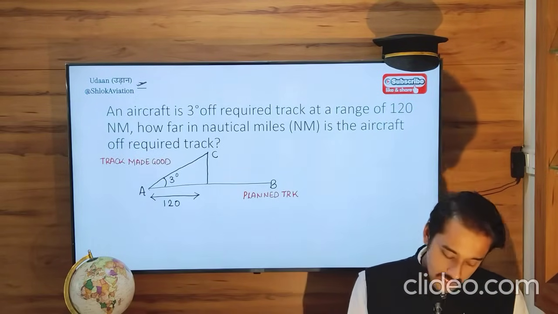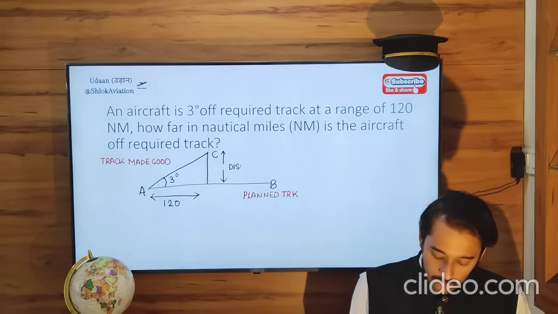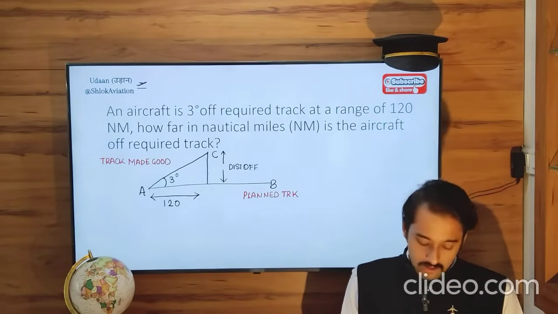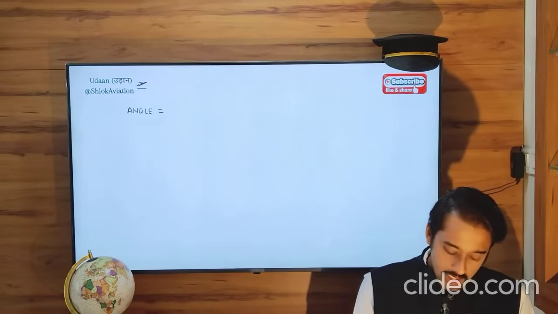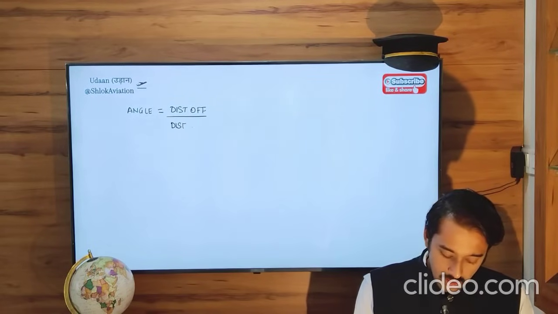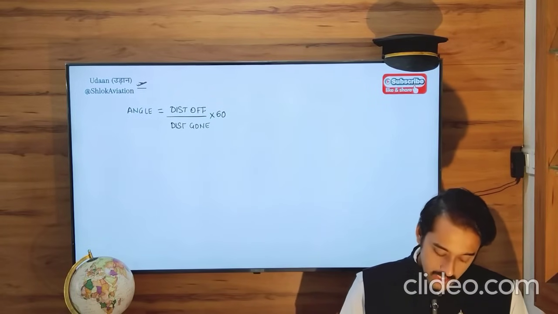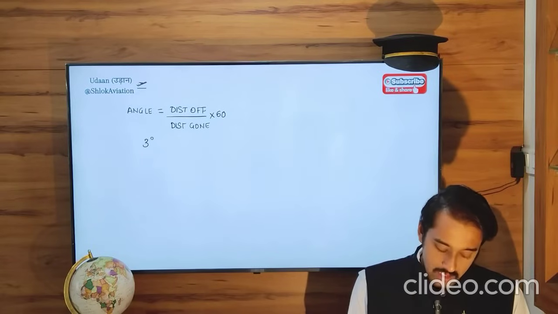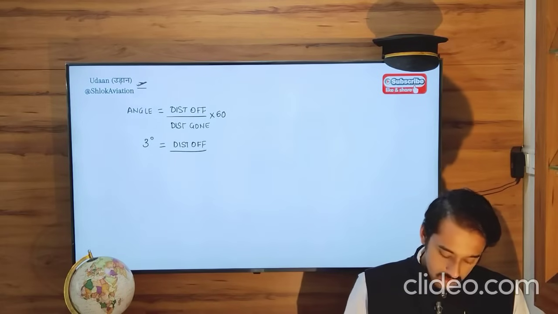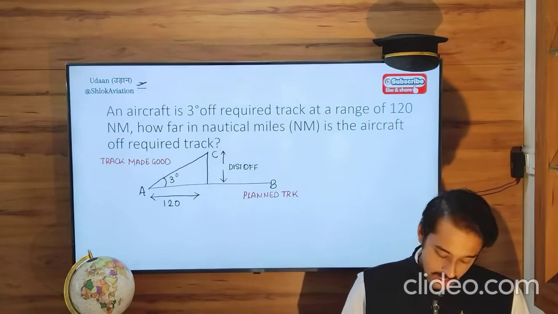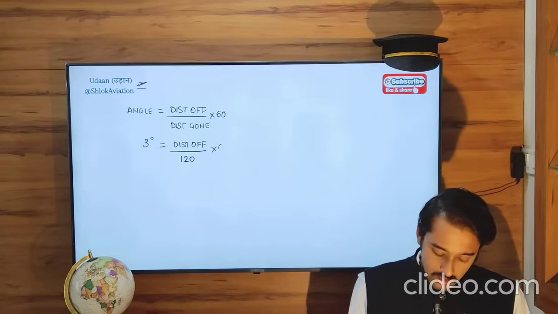Now we have to find this distance, which is your distance off track. So let's use the formula: angle equals distance off track divided by distance gone into 60 into 60. So what is the angle? Angle is 3 degree. Distance off track we have to find out. Distance gone is 120 into 60.